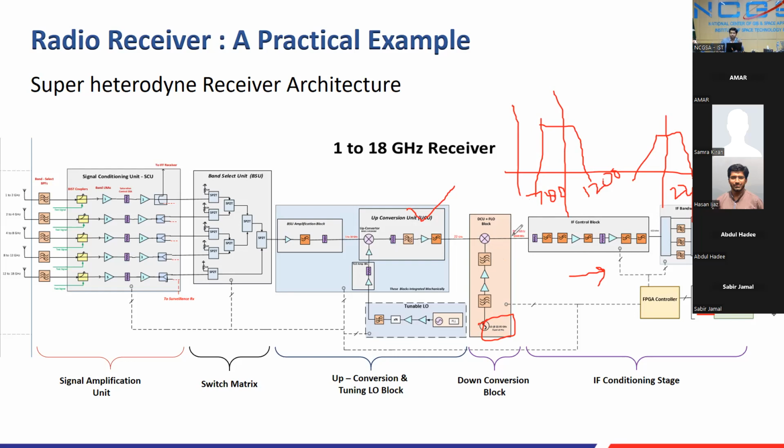We have checked it for spurs at levels around minus 90, minus 80 dBm power. It's a very clean and very efficient design. We have tested it, and I will share the results later and get into a detailed discussion of the different modules. All the modules at different stages are controlled by a central FPGA.